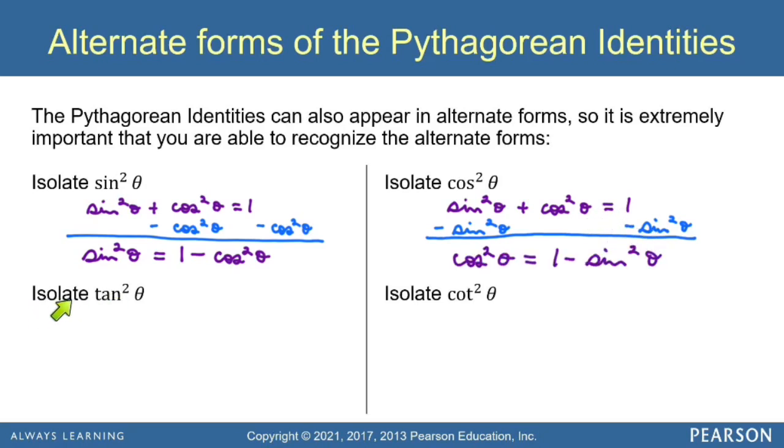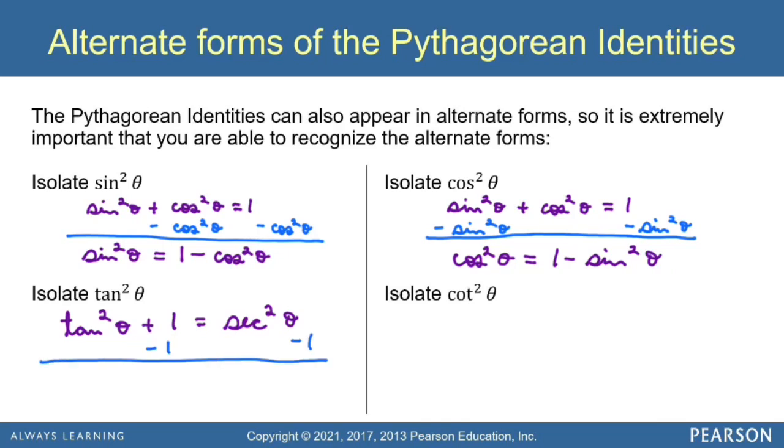And now let's take the identity that involves tangent squared theta. That would be tangent squared theta plus 1 equals secant squared theta. If we want to isolate the tangent squared term, we'll have to subtract 1 from both sides. That would leave us with tangent squared theta on the left equal to secant squared theta minus 1 on the right.